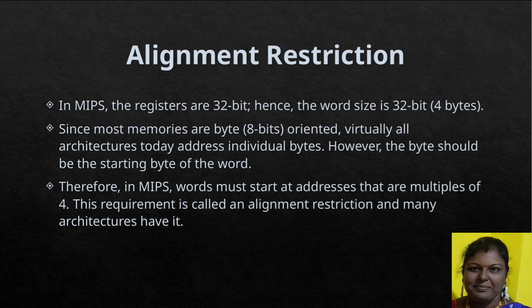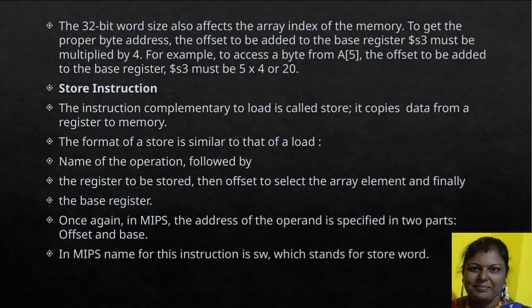When working with a 32-bit word size, the way we calculate memory addresses changes a bit. Since each word is 4 bytes, the offset we add to the base register needs to be multiplied by 4. So, to access the element A5, we multiply 5 by 4, giving us 20 as the offset.